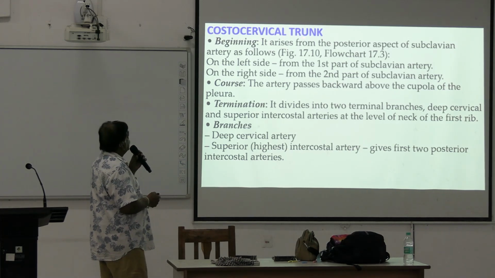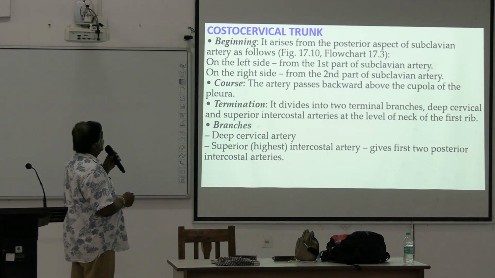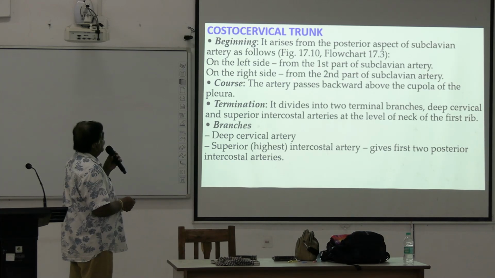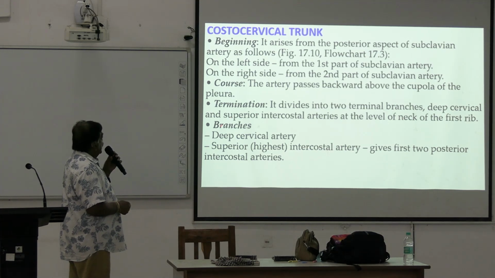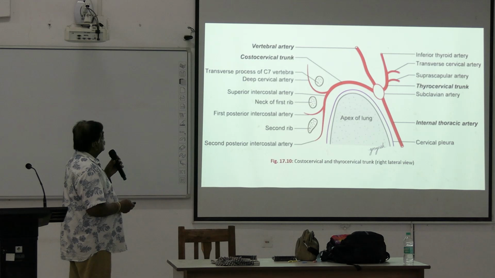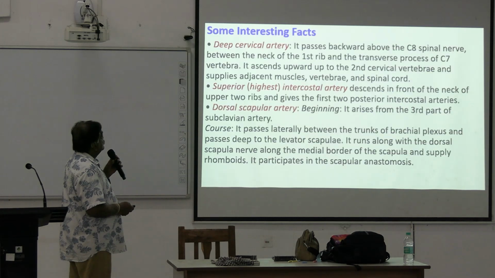Now, costocervical trunk, it arises from the posterior aspect of the subclavian artery as follows. On the left side, from the first part of the subclavian artery. On the right side, from the second part of the subclavian artery. Course, the artery passes backwards above the cupula of the pleura. Termination, it divides into two terminal branches, deep cervical and superior intercostal artery, at the level of the neck of the first rib. Branches: deep cervical artery, superior intercostal artery, which gives the first two posterior intercostal arteries. The same picture shows the deep cervical artery, superior intercostal artery, dorsal scapular artery.